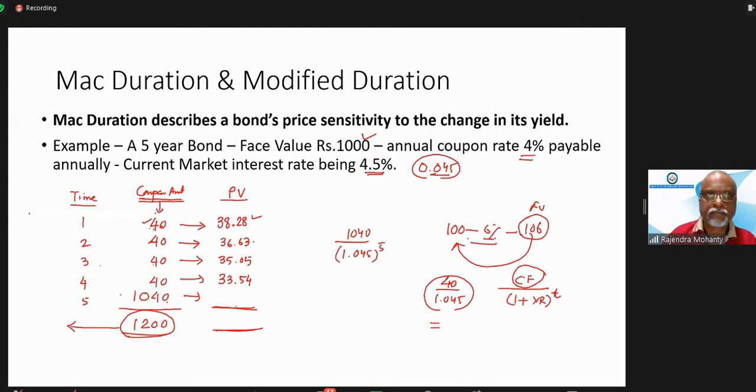So tell me what is the answer. 834.6039, about 834.60. So these are the present values of the future values I have got. Now you total this and tell me how much it is coming. 900-something it will come.